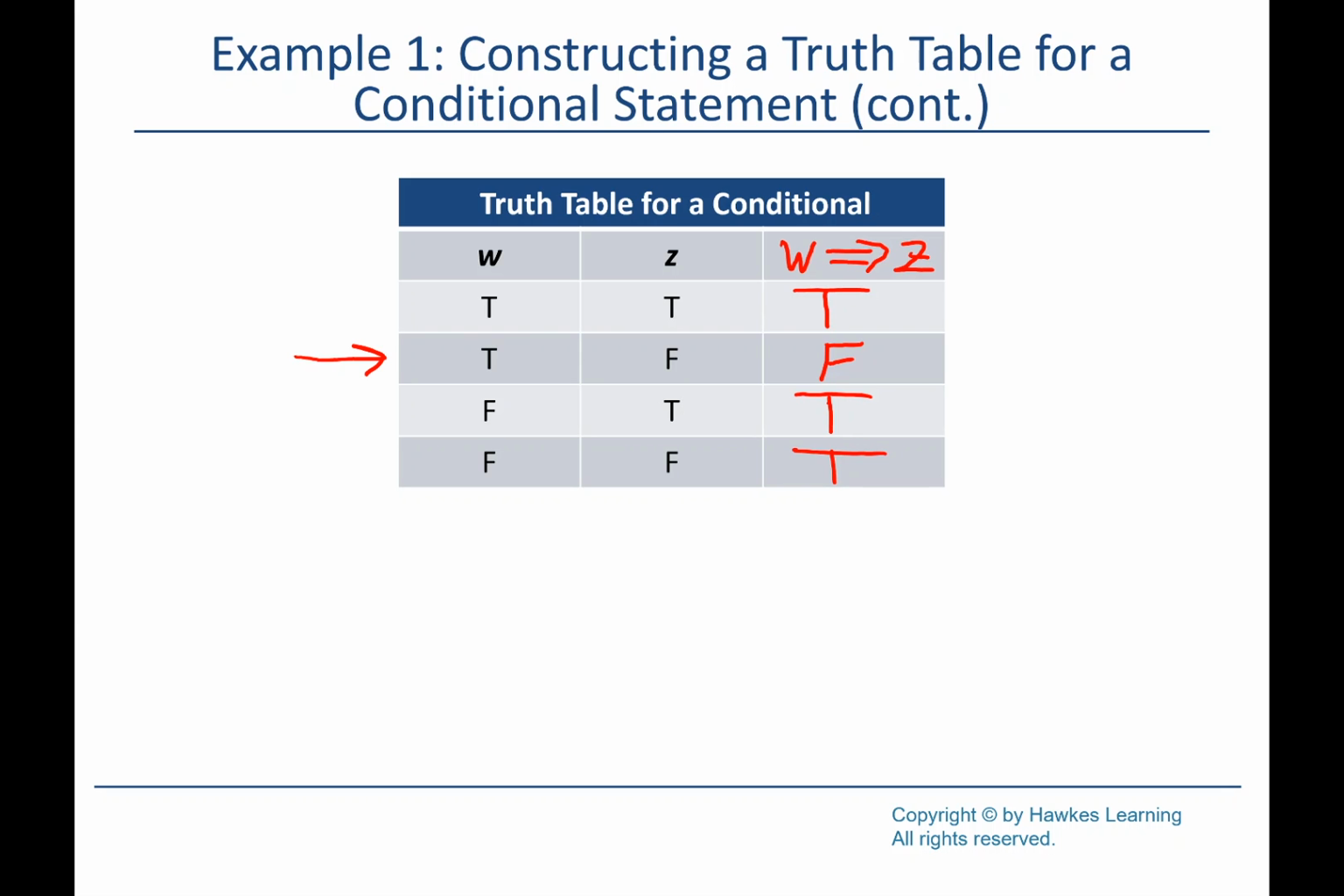The last two are the ones that make it confusing. Okay? The idea here, though, is that if you're making some type of conditional statement and the condition you come up with is false, you can say whatever you want to after that. Okay? Because if you're basing it on a false condition, you're going to end up with a true statement.